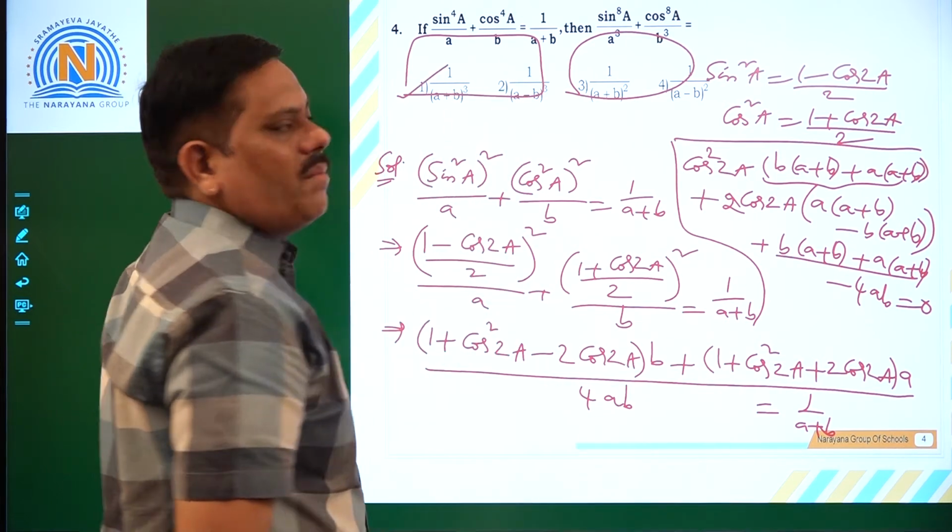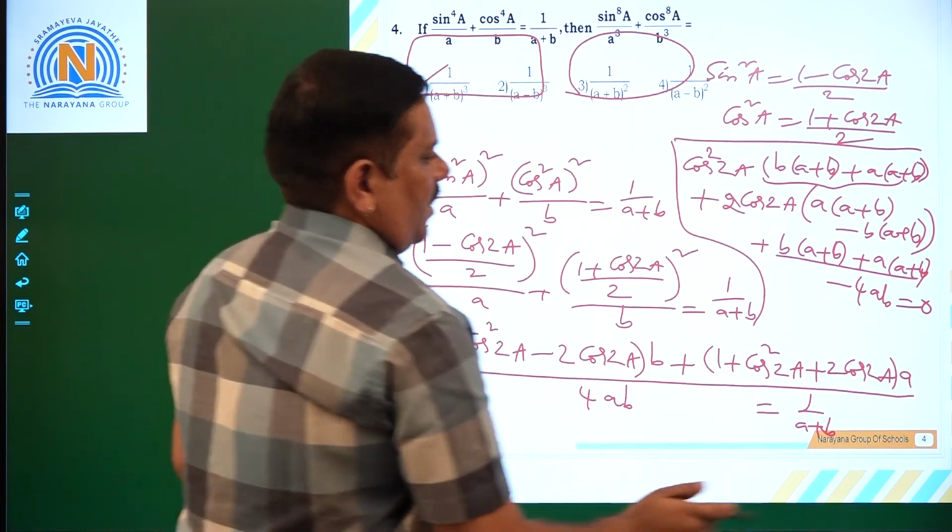So first option is 1 by (a plus b) whole cube. So that is the right answer. Okay, now let us move to the next question.